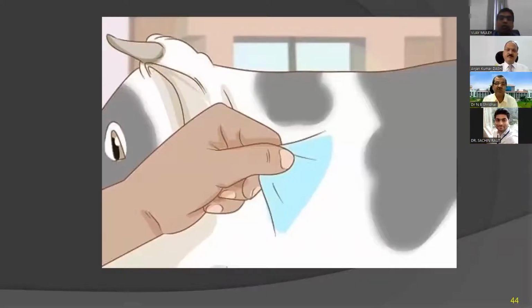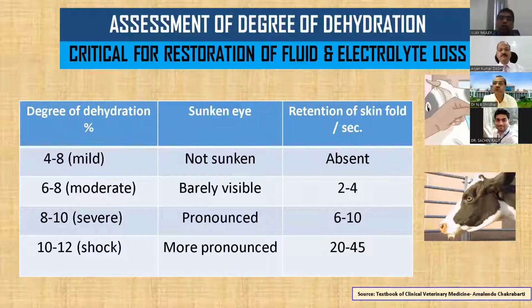So we are going to hold the skin, especially in the neck region, and we will leave it back, and how much time is taken is going to be judged. So we are going to assess the degree of dehydration, which is very critical for the deterioration from fluid and electrolyte loss. Suppose the degree of dehydration is 4 to 8%.